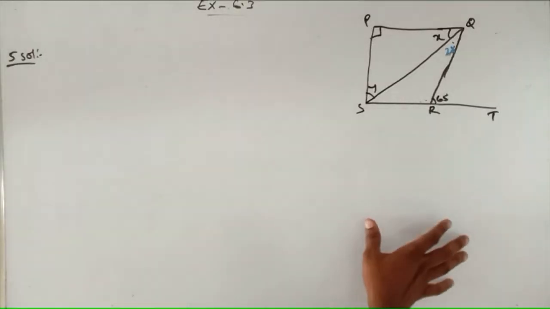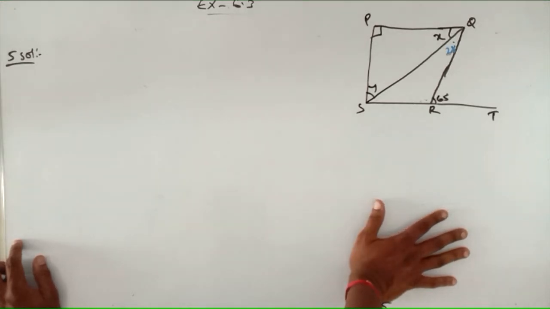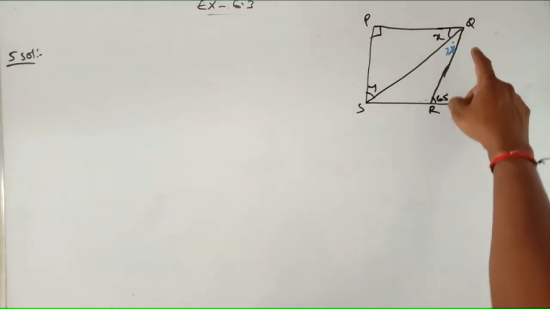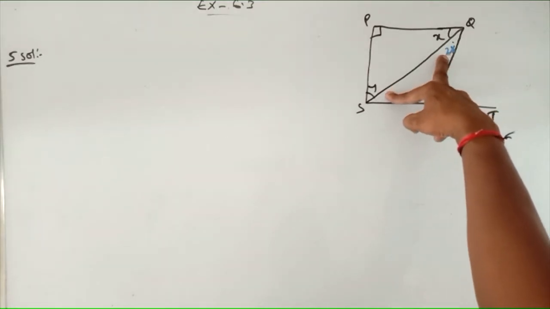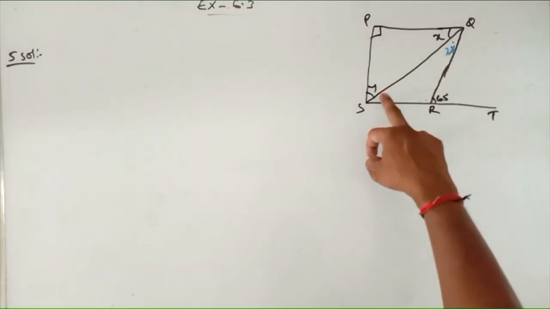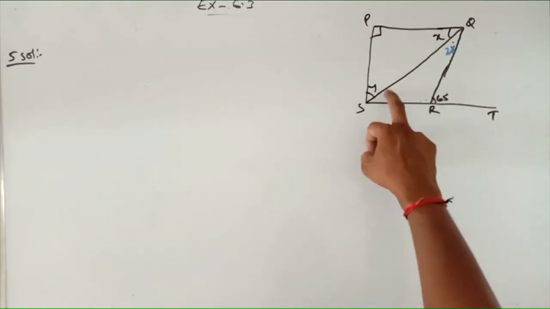See children, in the figure, if PQ is perpendicular to PS and PQ is parallel to SR and angle SRQ equal to 28 degrees and angle QRT equal to 65 degrees, then find the value of X and Y. So here in this triangle I can find the sum of two interior angles is equal to the exterior angle. That means 28 plus this value equal to 65 degrees. By calculation, I am going to get the value here.